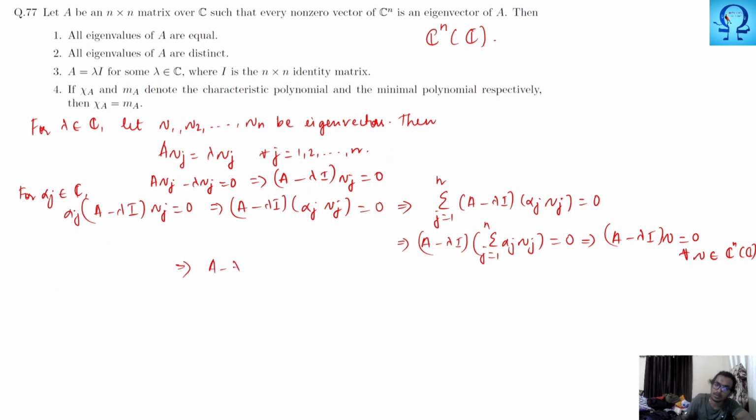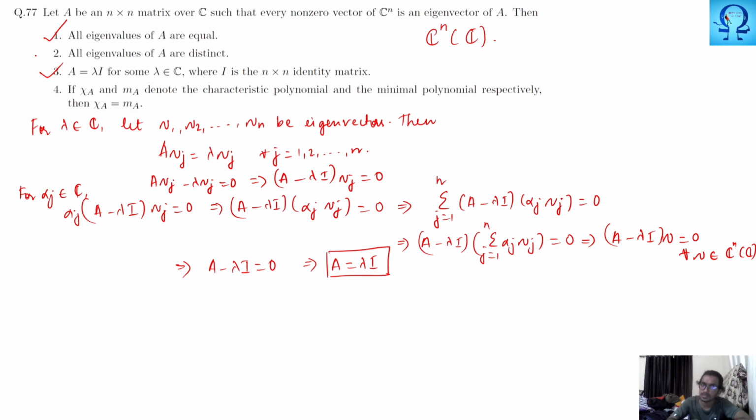This A minus lambda I has to be a 0 matrix. Therefore, A has to be equal to lambda I. So what you get is A is lambda I. That is option 3. We are done. Basically, A is lambda I, which means A is a diagonal matrix. If it is a diagonal matrix, then the eigenvalues of this matrix are lambda repeated n times. So all eigenvalues of A are equal.